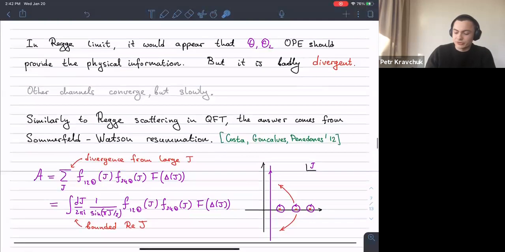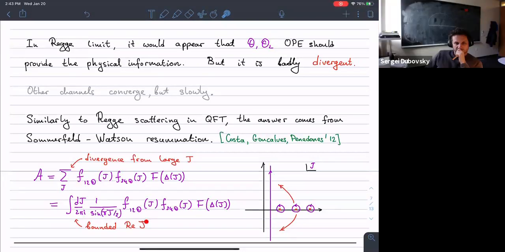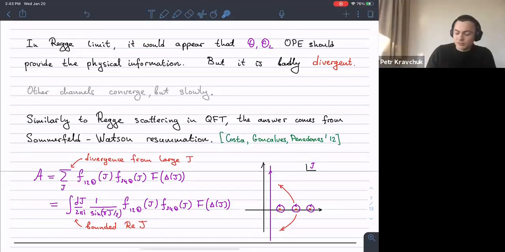And the trick that one performs is to rewrite the sum, assuming that these functions can be analytically continued away from integer j to complex j. Rewrite the sum as a contour integral over j around these points where we perform the summation, and then deform this contour to something which has bounded real part of j. And once this real part of j is bounded, one is free to go to the Regge limit, and this expansion will behave nicely. But now the asymptotic Regge limit will be determined not by the OPE coefficients at any particular integer value of spin, but by their analytic continuation.